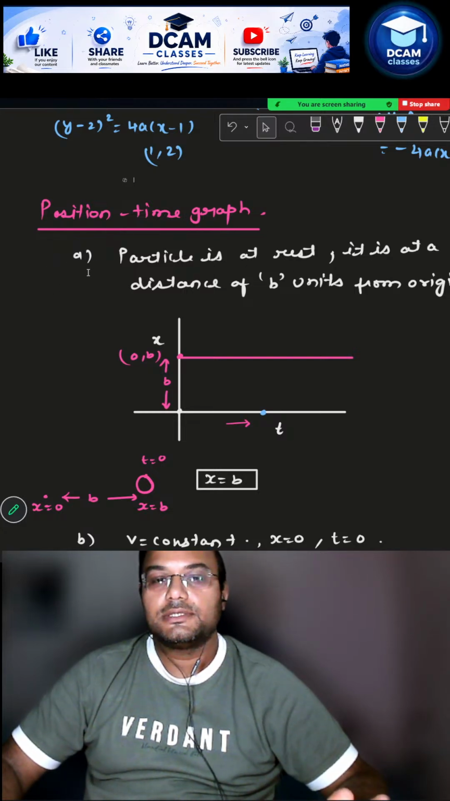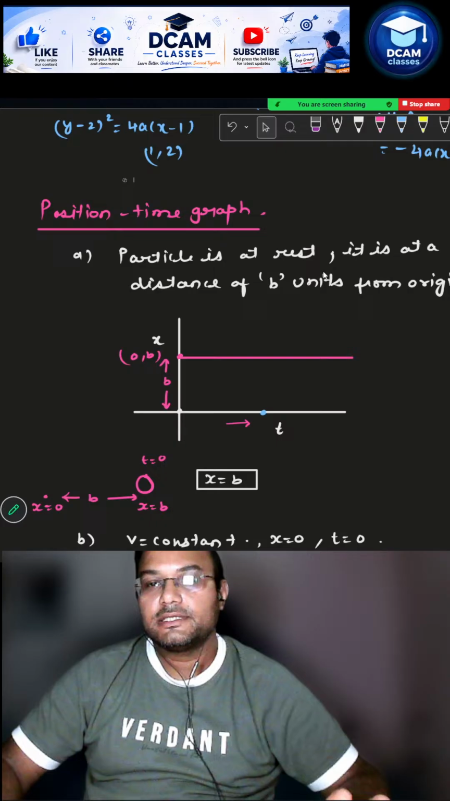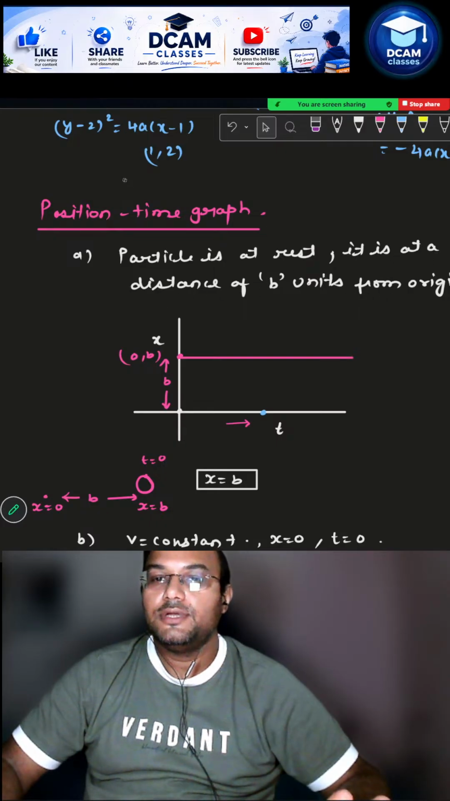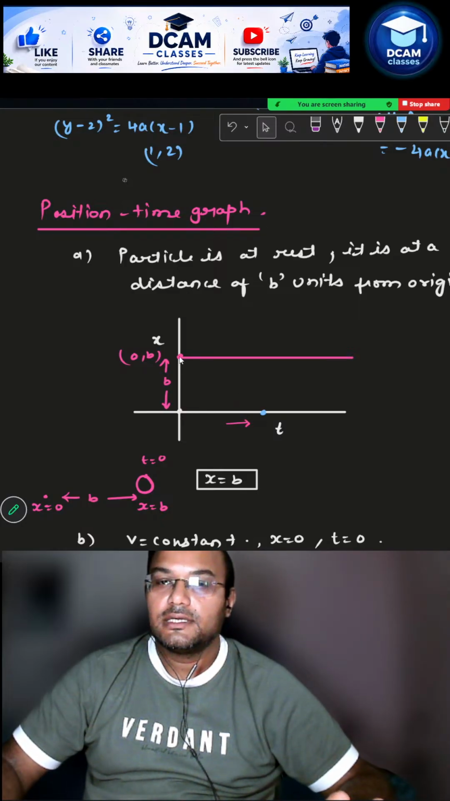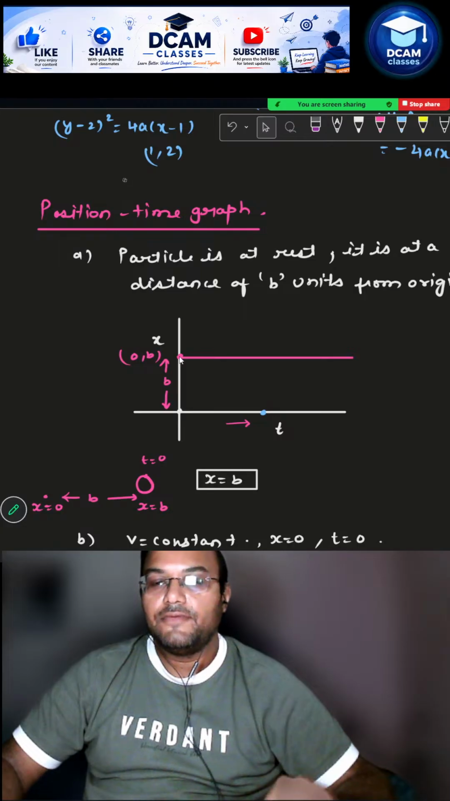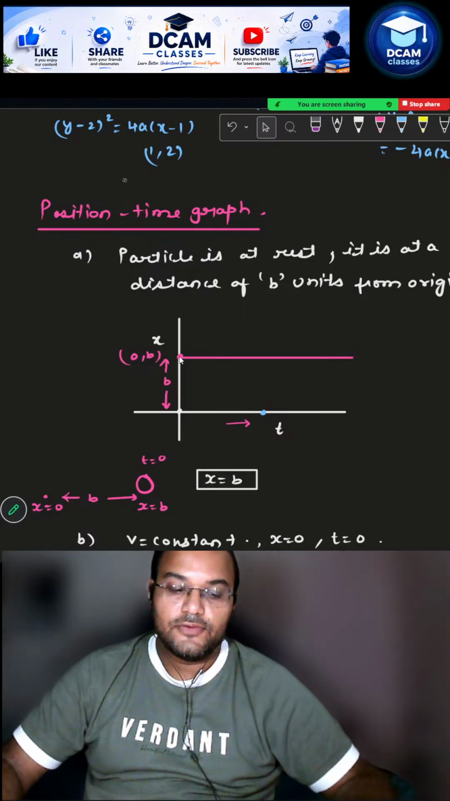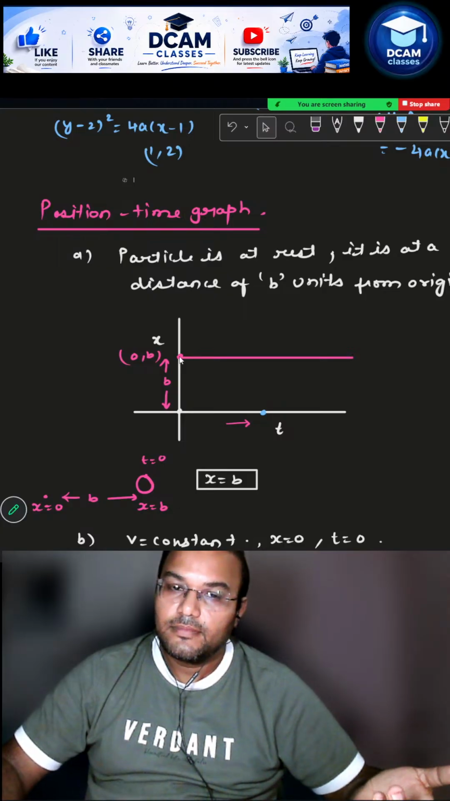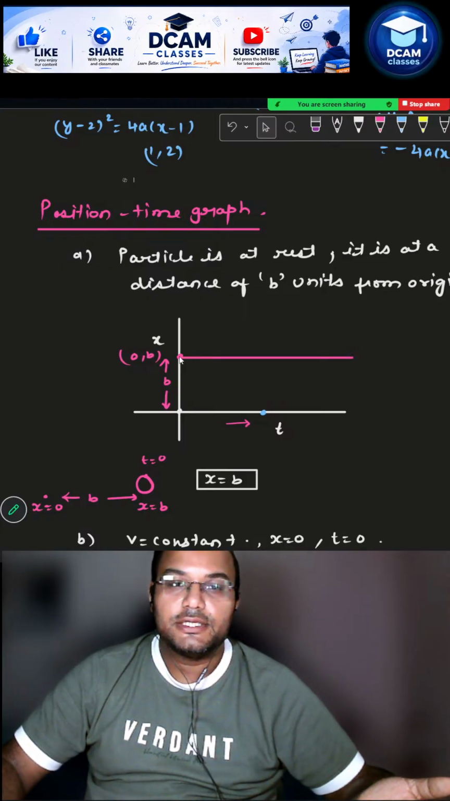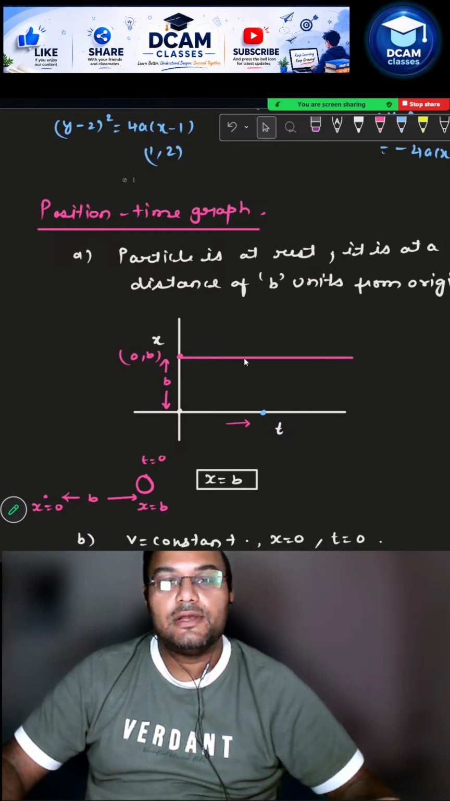Suppose the initial condition is that the particle was at rest. It is at a distance b unit from the origin. We have to draw the position versus time graph. Initially the particle was at rest, so it will be at rest only. Its position is not going to change. So every time when the time passes, the position would be b only.